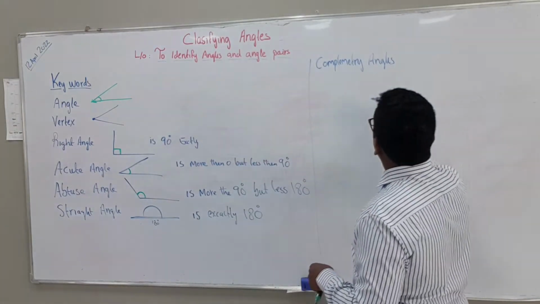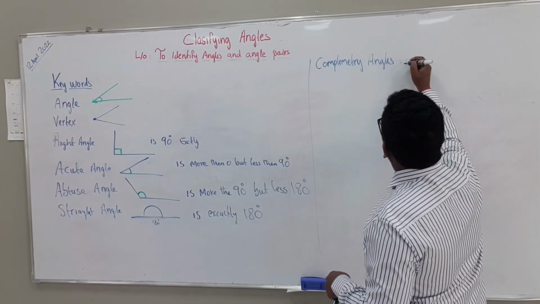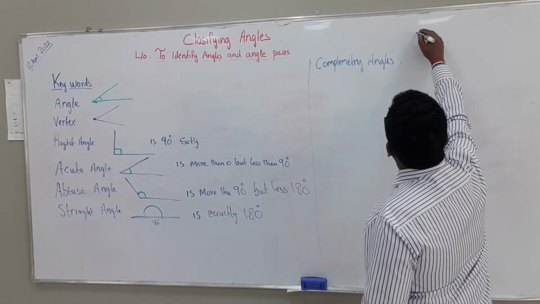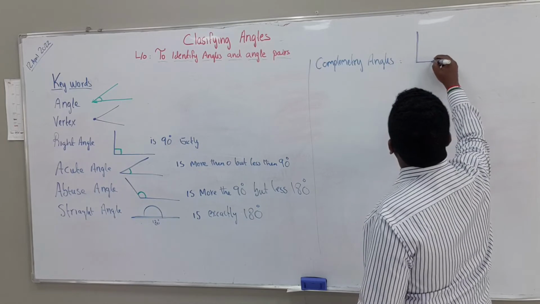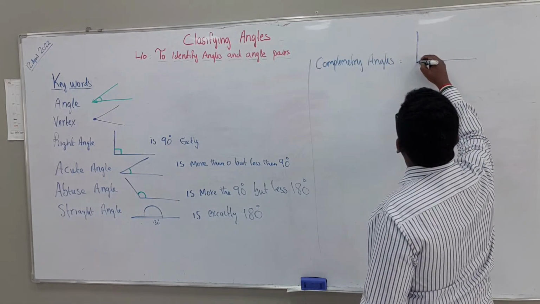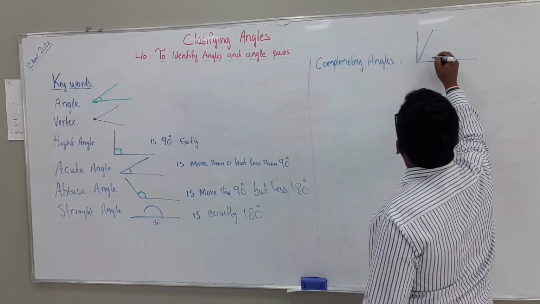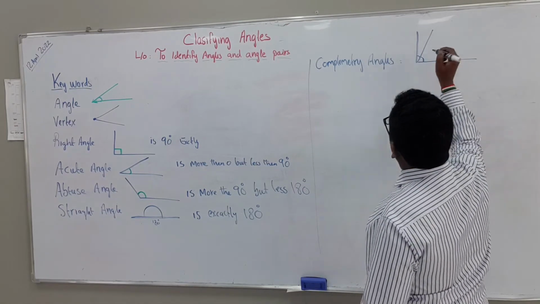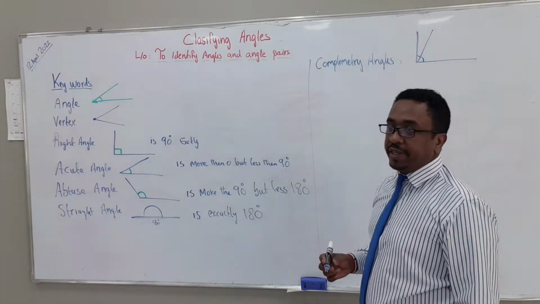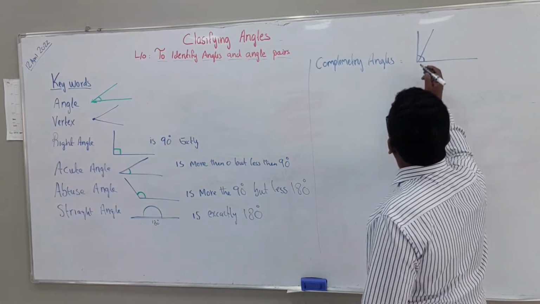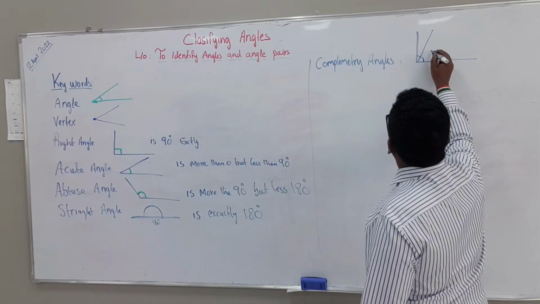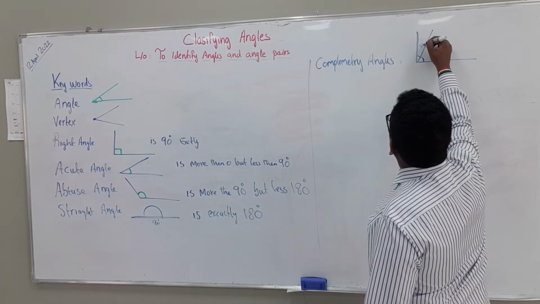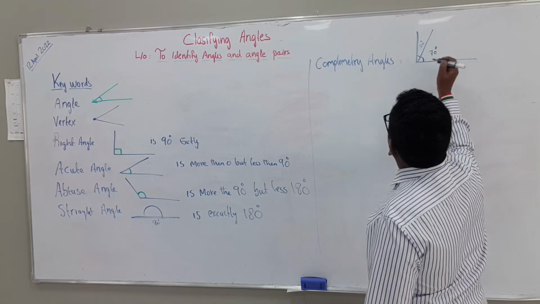Like for example, if I have two angles like this, one of them is here and the other one is here. If we add this to this, they will give us 90 degrees. So for example, if we have 70 degrees here and 20 degrees here, when we add them, they will give us 90 degrees.